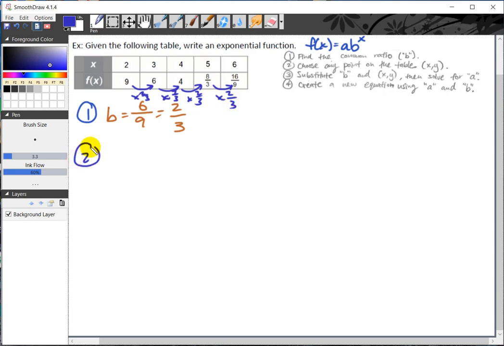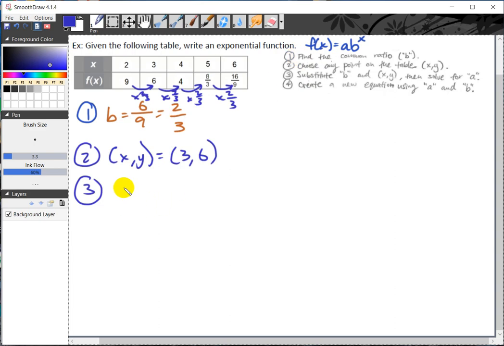Step 2. Now I want to choose any point on the table. I'll choose this one just for fun, 3, 6. So x, y, and we have 3, 6. Step 3, we need to substitute b and our point, and we need to solve for a.